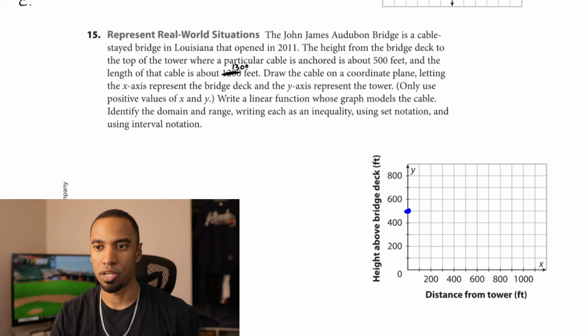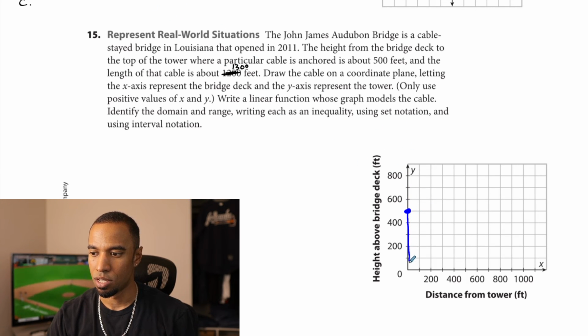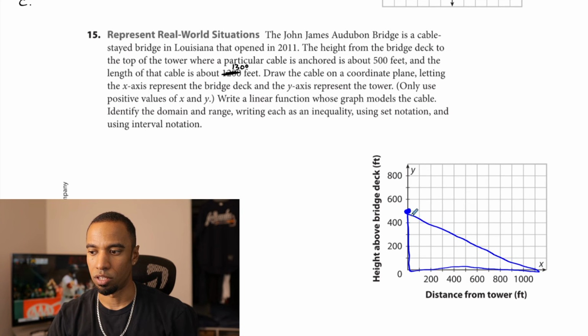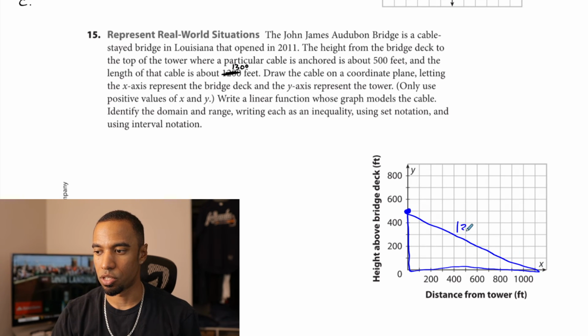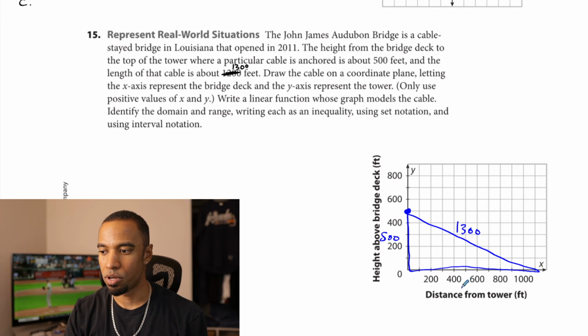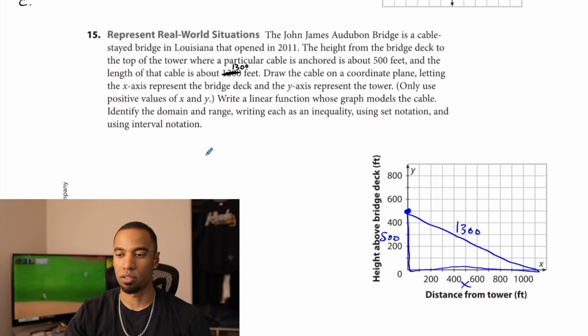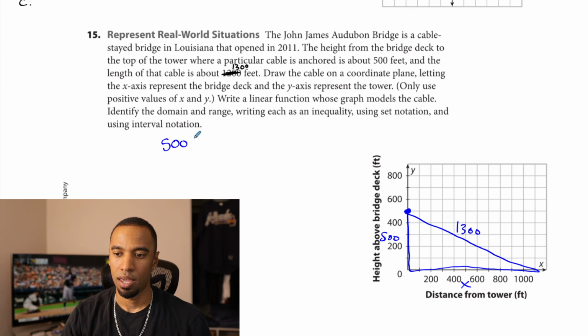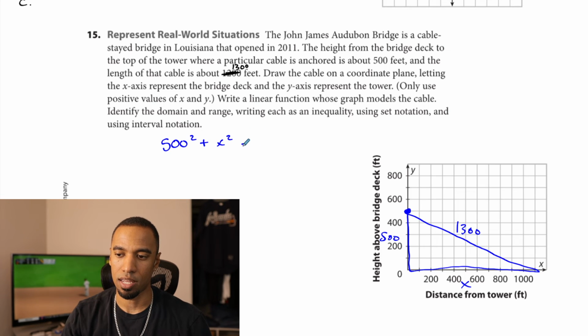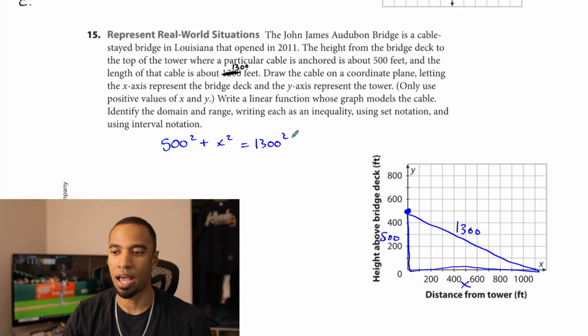So what you want to imagine here, guys, is a right triangle. The cable is 1,300, as I changed it. This side is 500 right here, and we don't know this length right there. So in a right triangle, use the Pythagorean Theorem, a squared plus b squared equals c squared, to figure it out.